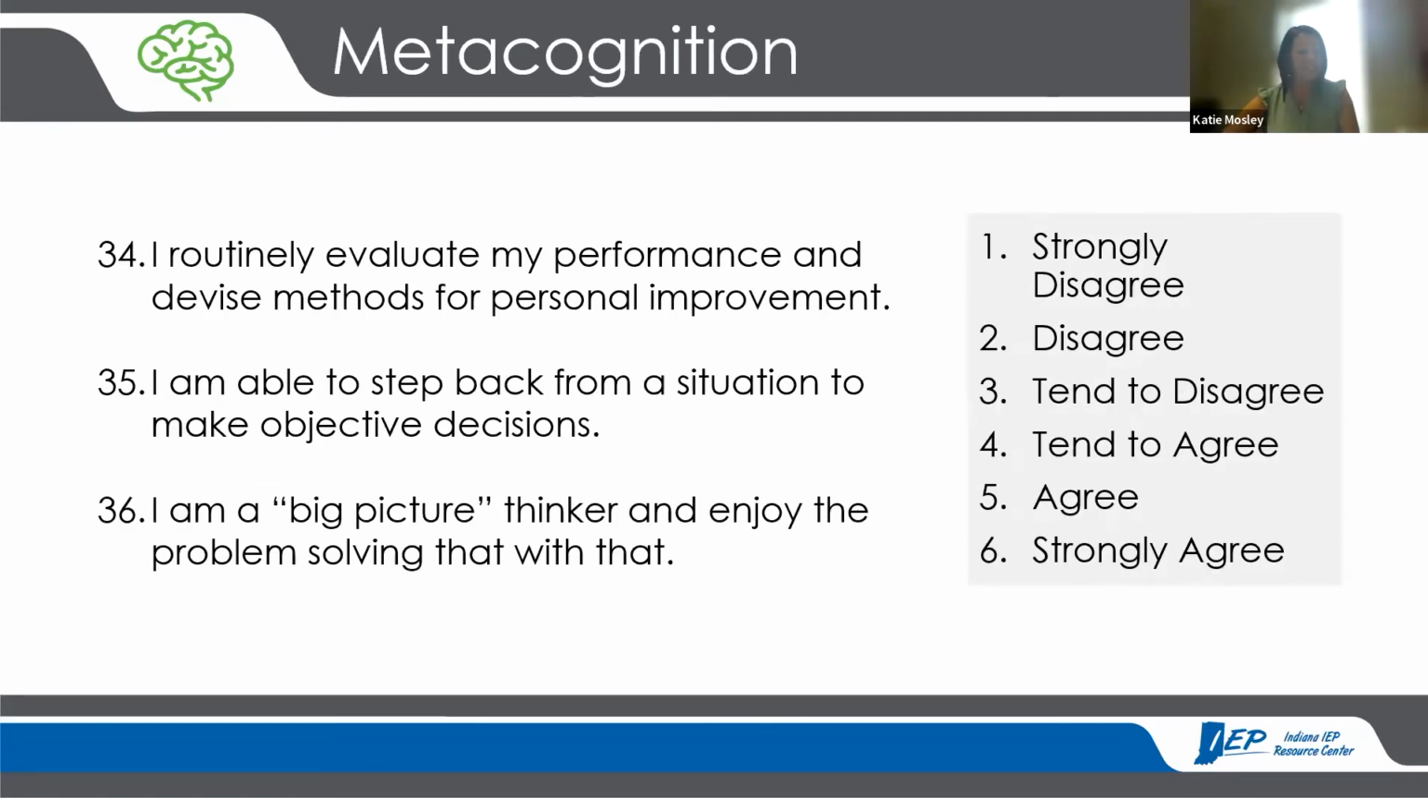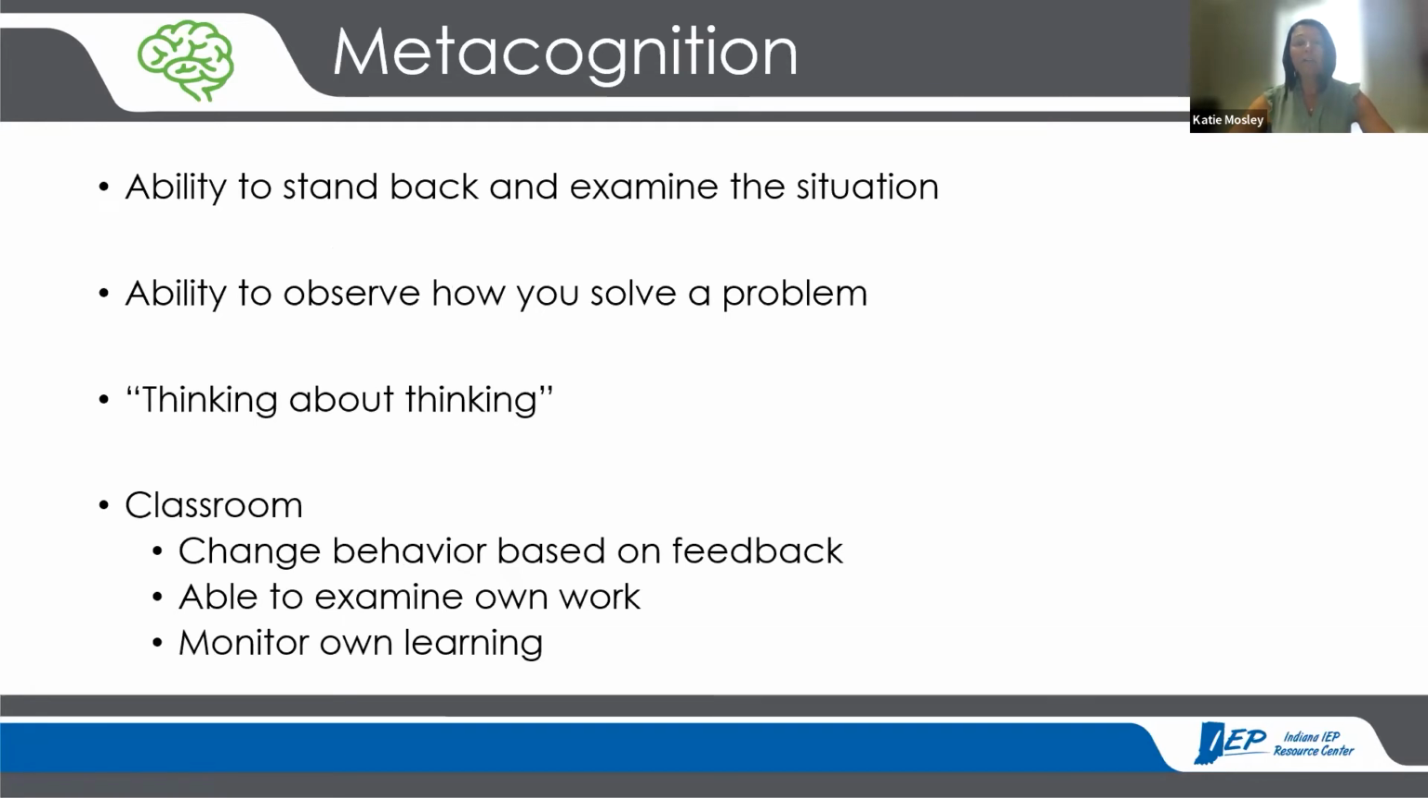Okay, so metacognition is our last one. I routinely evaluate my performance and devise methods for personal improvement. I'm able to step back from a situation to make objective decisions. I'm a big picture thinker and enjoy the problem solving with that. So metacognition is one of the highest levels, for lack of a better term, of executive functioning. It's really being able to take all of the other executive functions, step back, and then assess the situation.